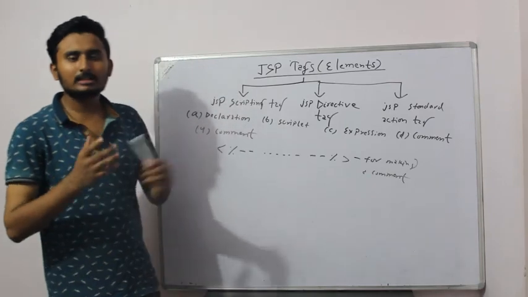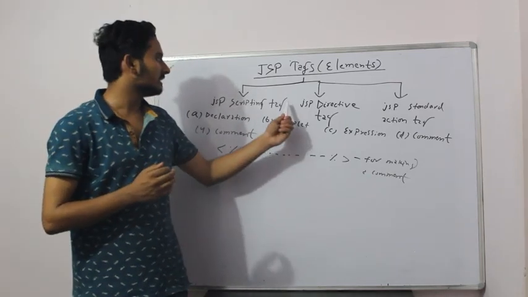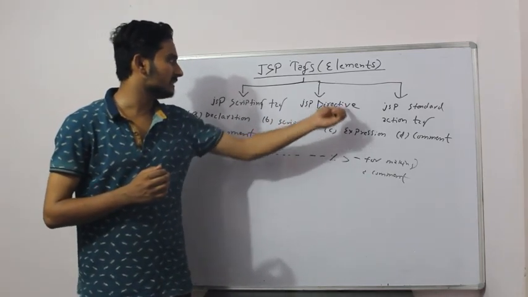So this is all about the four tags inside this JSP scripting tag, that is declaration, scriptlet, expression, and comment. In the next video I will be discussing the second group of the JSP elements, that is the JSP directive group.